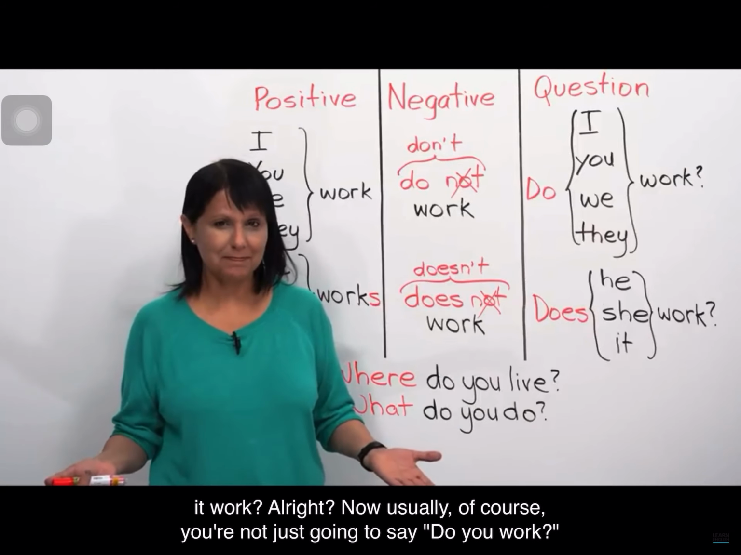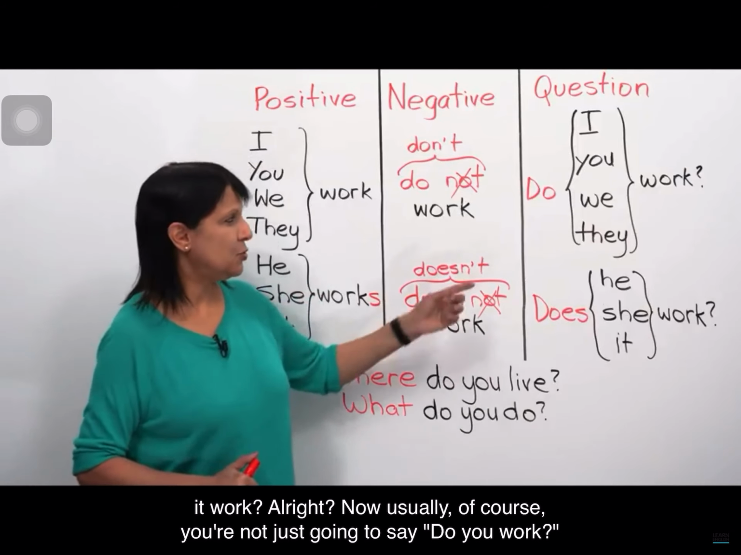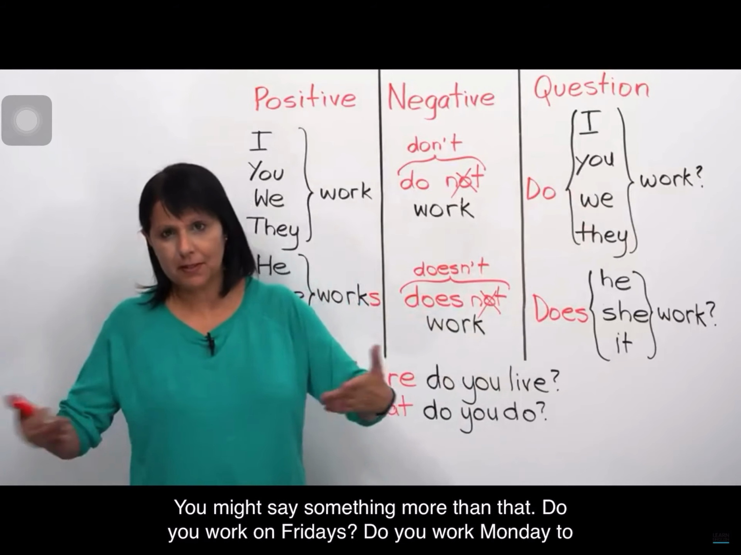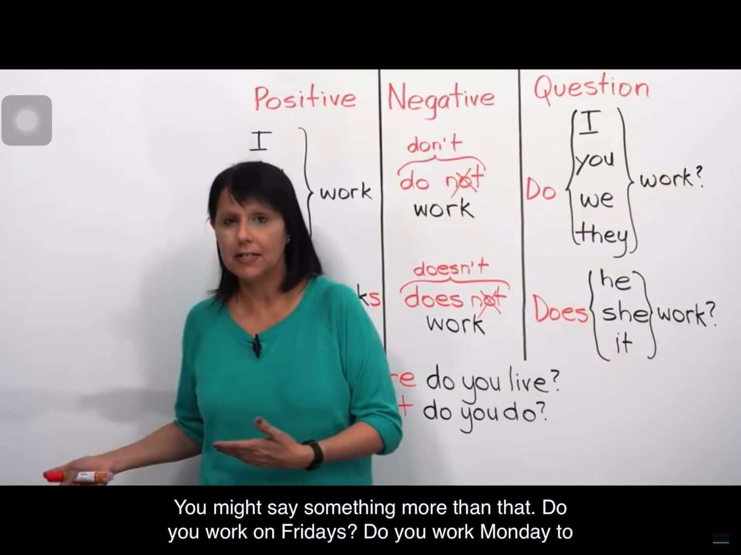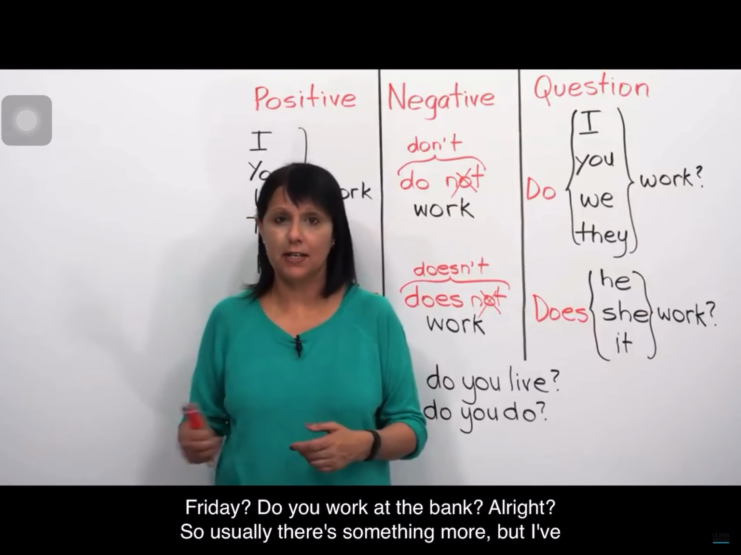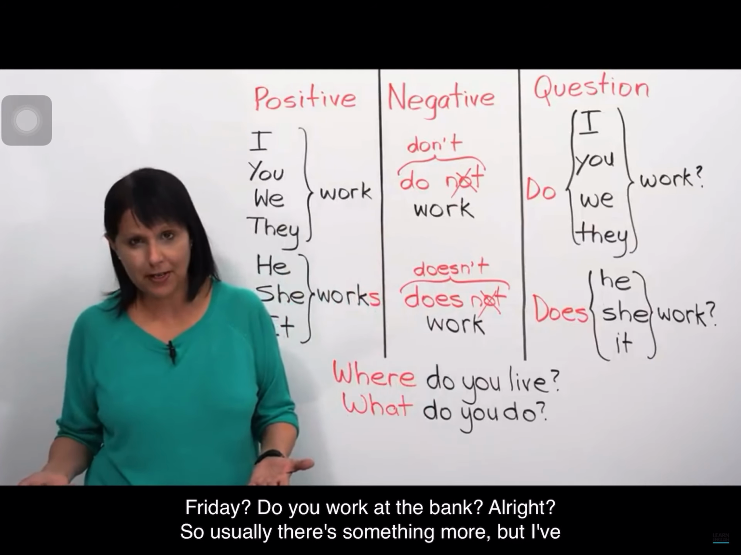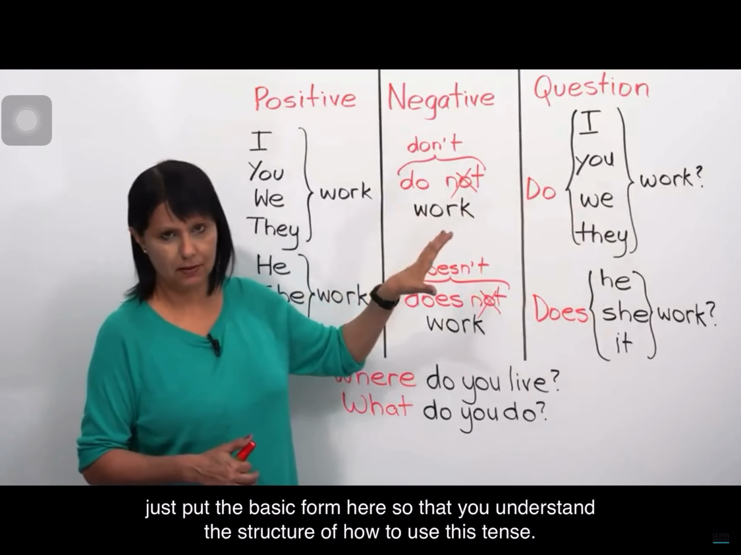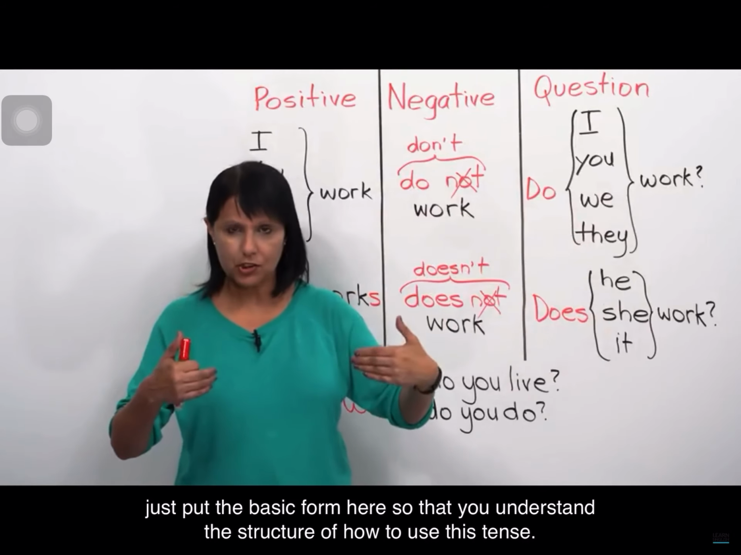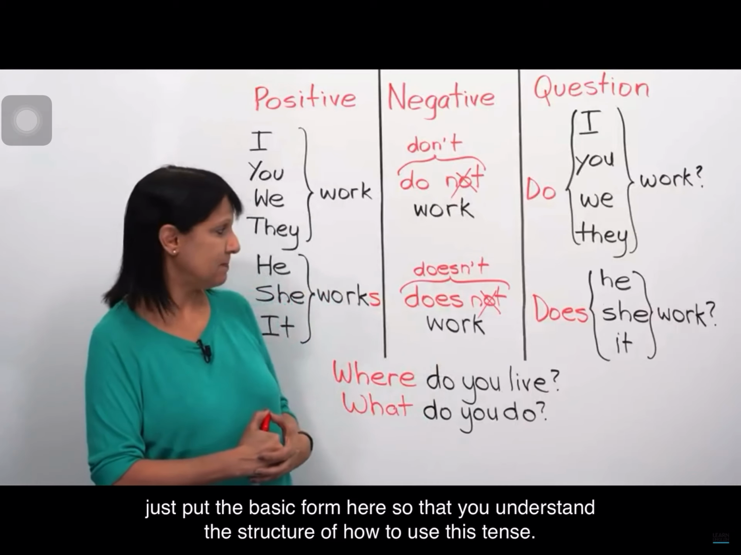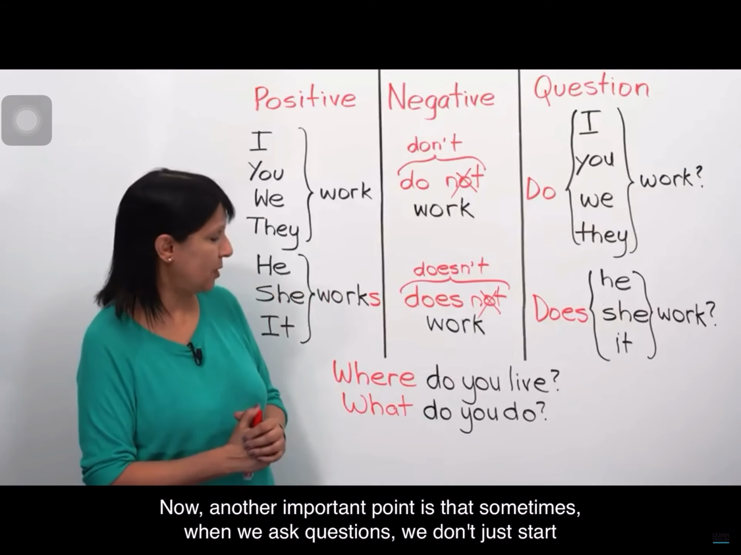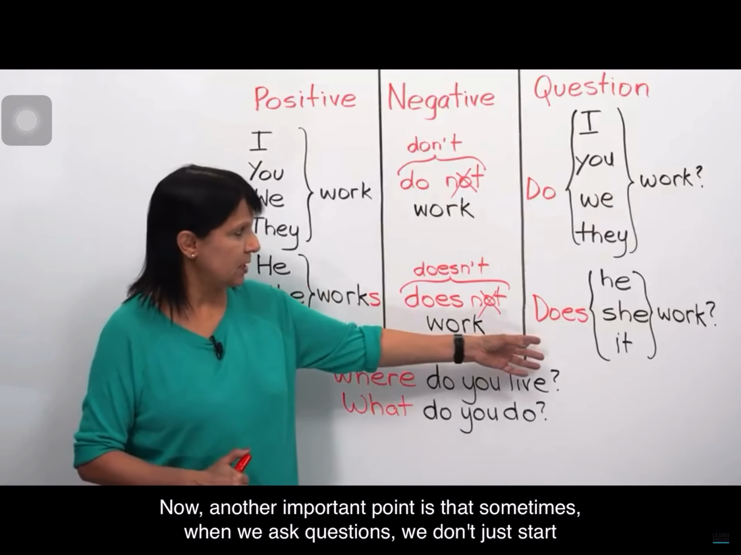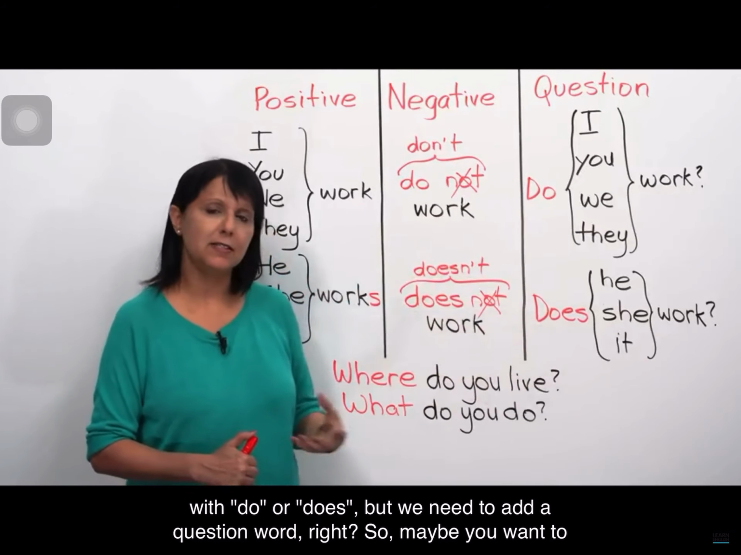Down here, you would say, with he, she, and it, does he work? Does she work? Does it work? All right. Now, usually, of course, you're not just going to say, do you work? You might say something more than that. Do you work on Fridays? Do you work Monday to Friday? Do you work at the bank? All right. So usually there's something more, but I've just put the basic form here so that you understand the structure of how to use this tense.